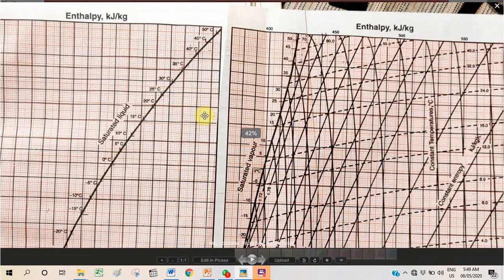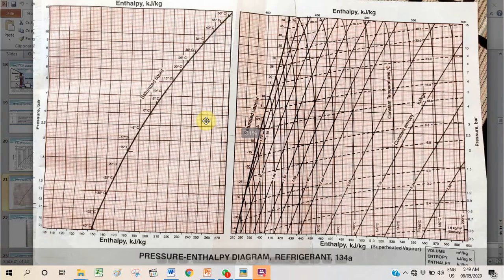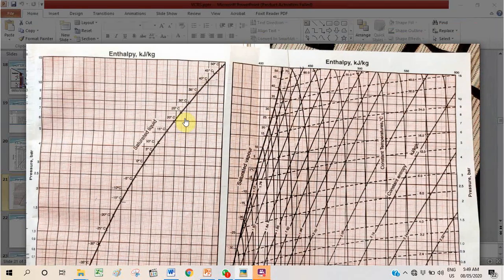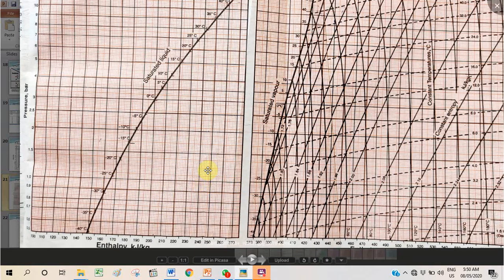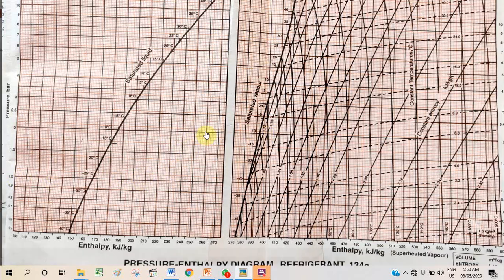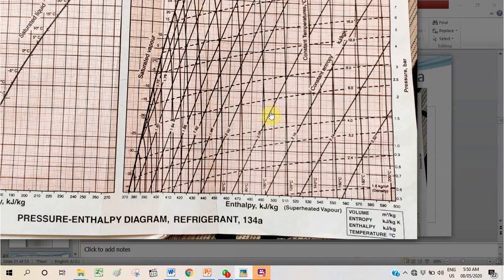Normally in the vapor compression refrigeration cycle, we are given the pressure of condensation or a corresponding condensing temperature, or on the evaporator side we are given the evaporating temperature, that is the saturation temperature, or the pressure corresponding to the evaporating temperature, or the evaporating pressure is also specified. Now let us look at this region.